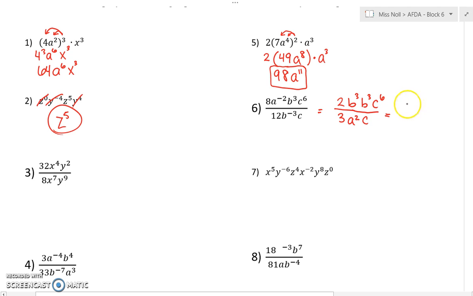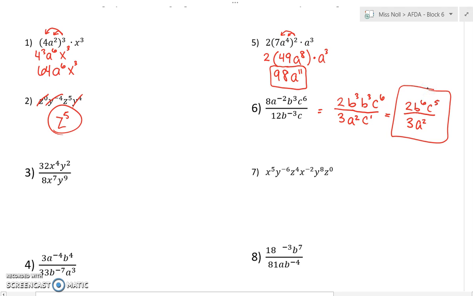So now I have 2/3. And then I have b cubed times b cubed, so I'm going to add those exponents. So 3 plus 3 is 6. I have an a squared in the denominator. And then I have c to the 6th over c. Remember, if you don't see an exponent, that means there's an invisible 1. And when I divide powers with the same base, I subtract their exponents. So I'm going to take 6, subtract 1, and get 5. And so I have c to the 5th up there at the top. And so that would be my final answer for that one.